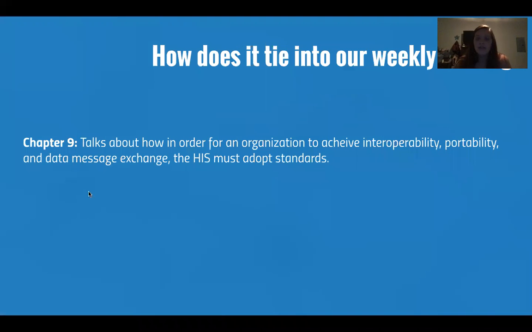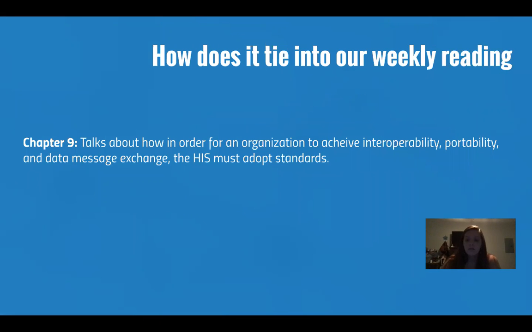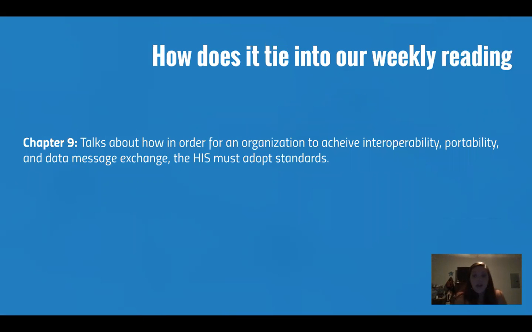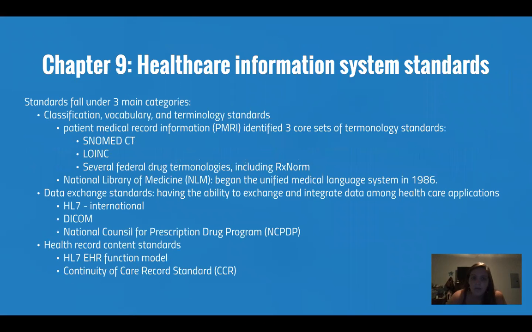And then how it tied into our weekly readings. I'm sorry if you can't read that. Put myself down here. From chapter 9, which is what covers our standards, since chapter 10 covered security. Chapter 9 talks about how in order for an organization to achieve interoperability, portability, and data message exchange, the health information system must adopt standards. Chapter 9 is titled Health Information System Standards.